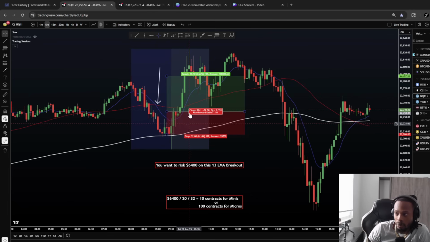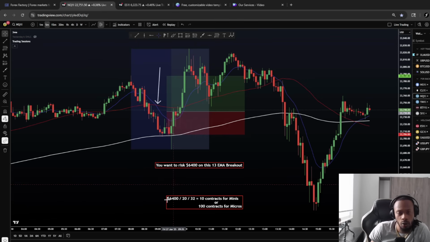Again, this is the long position tool on TradingView, and all you do is adjust it to where you get in and where your stop loss should be, and that'll be 32 points according to this number right here. So again, $6,400 divided by 20 gives you a number, divide that by 32, and that comes out to be 10 contracts for the minis, okay? And remember, this is the minis. Now, if you trade micros, that'll be 1/10 of that, so you times that by 10, and that would be how much you can put on for micros.